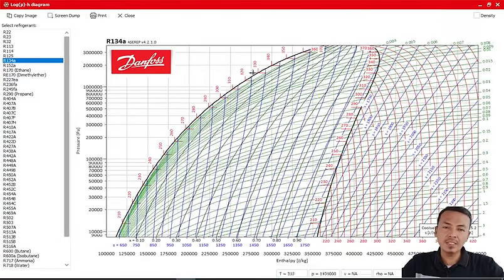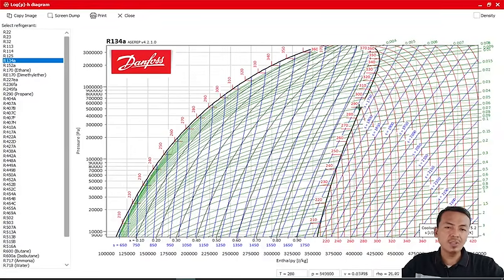So directly you can see the log pH chart here, and you can see the cursor. We can get the enthalpy value by putting the cursor at the location you need for your condition of the evaporation, compression, condensation, and expansion. Then you can get the data in the box below here. So the enthalpy should be here.